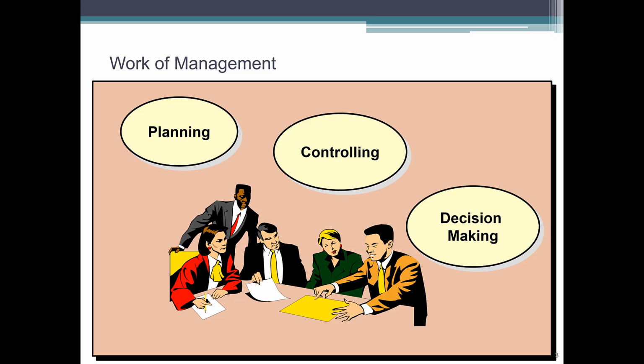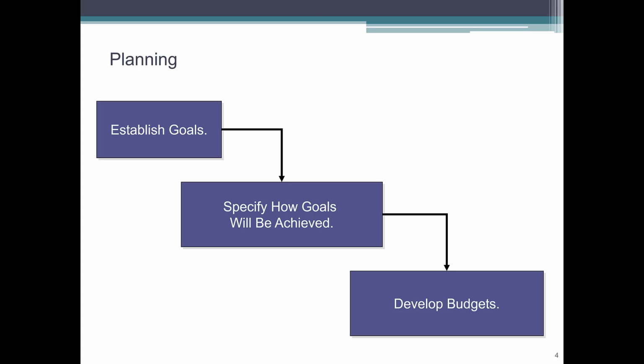Managerial accounting involves 3 major activities: planning, controlling, and decision-making. We will take a look at them one by one. Planning. Planning involves establishing goals and specifying how to achieve these goals. During the planning process, managers normally develop budgets as well. A budget is a detailed plan for the future, which is expressed in formal quantitative terms.